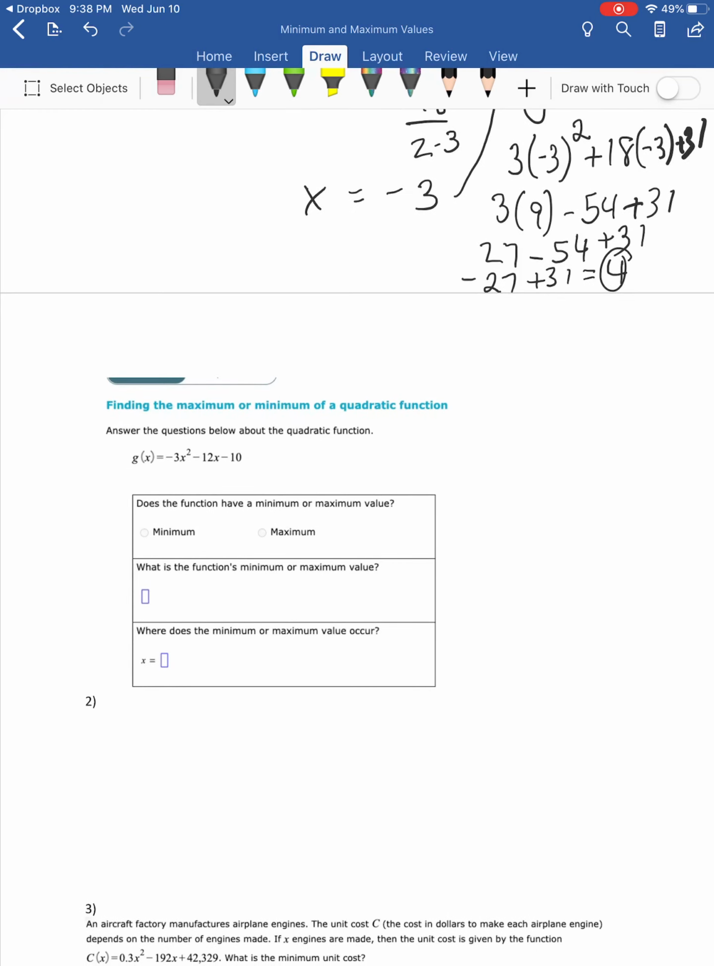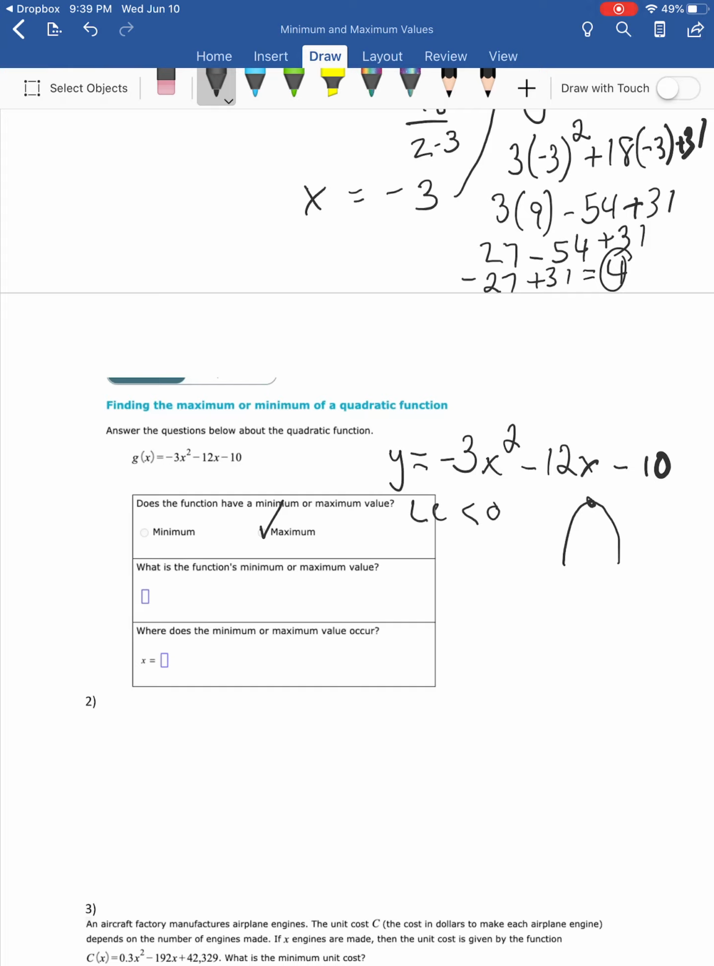Same questions, different function. So it's y equals negative 3x squared minus 12x minus 10. Okay, does it have a maximum or a minimum value? Well, the leading coefficient is less than 0 or negative, which means it's going to graph like that, and therefore it's going to have a high point, a maximum.